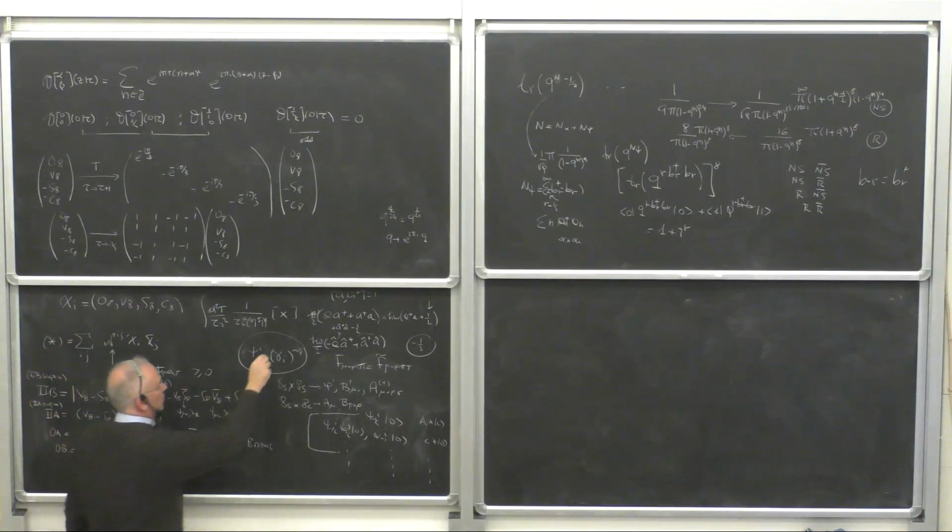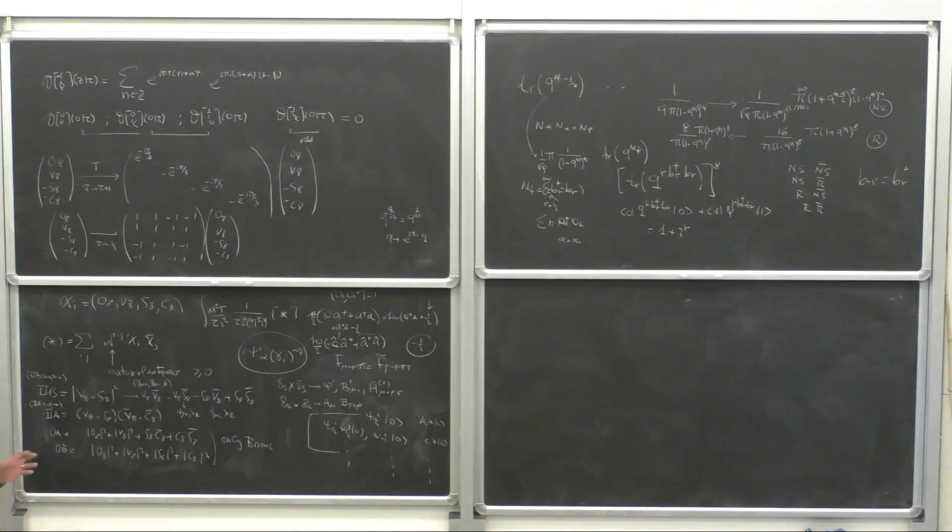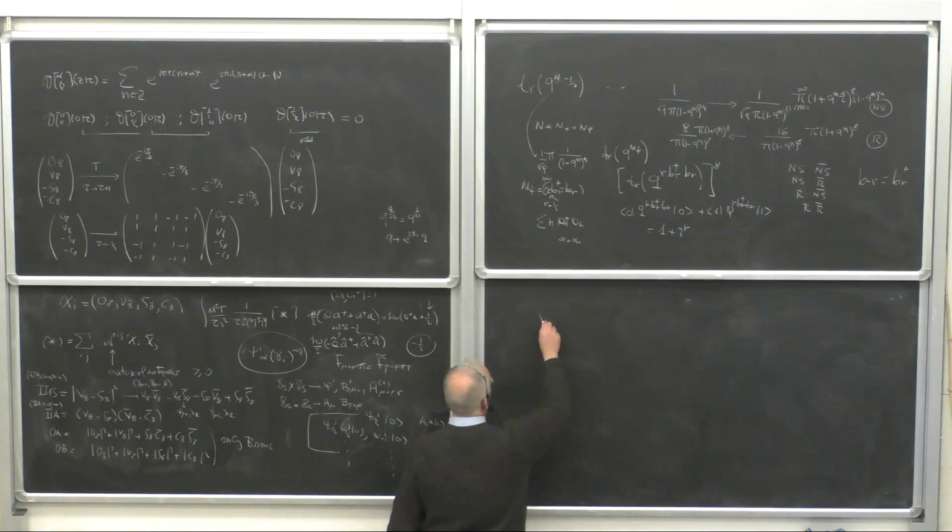The rest is modular invariant without any subtlety, so I'm just elaborating on this quantity. Now suppose that I start from the type 2B theory, so I only concentrate on this quantity, which is V8 minus S8 absolute value squared. And notice that there is an interesting point.